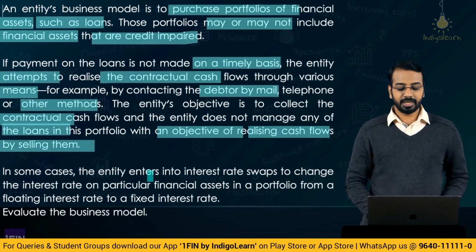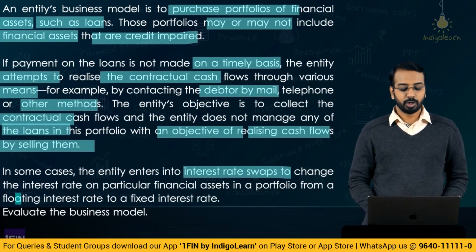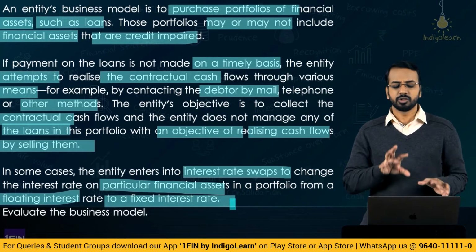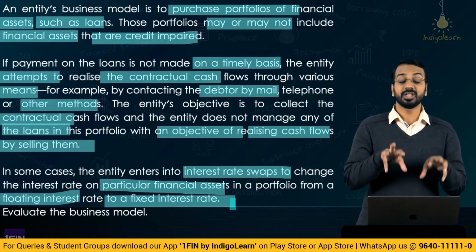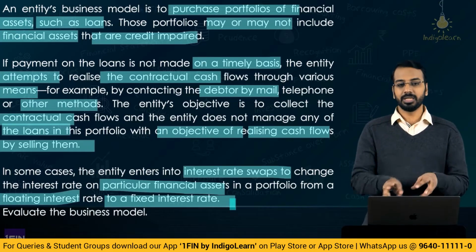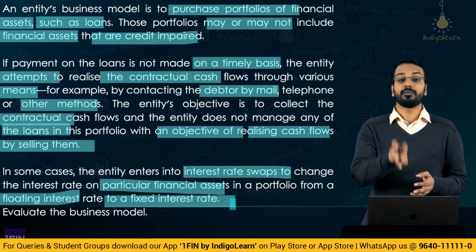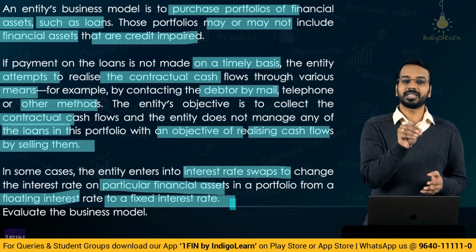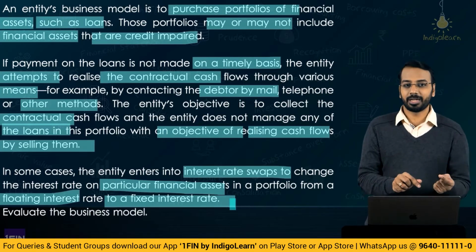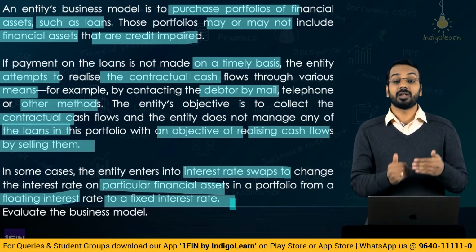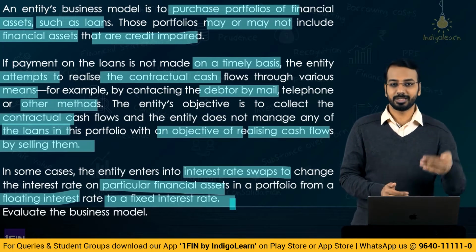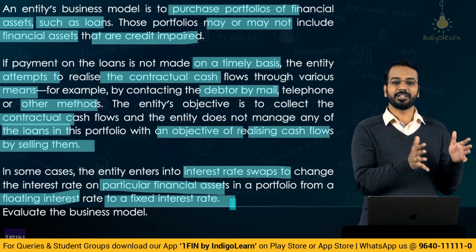In some cases, the entity enters into an interest rate swap to change the interest rate on a particular financial asset in a portfolio from a floating interest rate to a fixed interest rate. For example, if there is a loan on which the entity will receive a fixed interest rate, they may enter into a swap agreement with another party and convert that into a floating rate instrument. All of these you will understand in financial management.